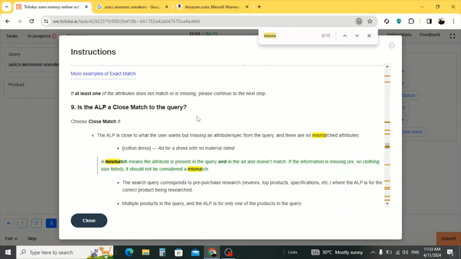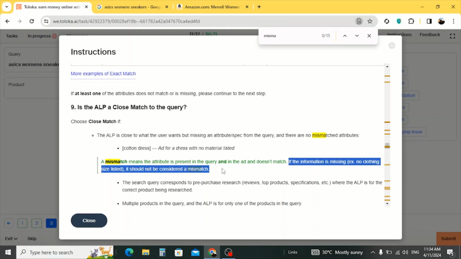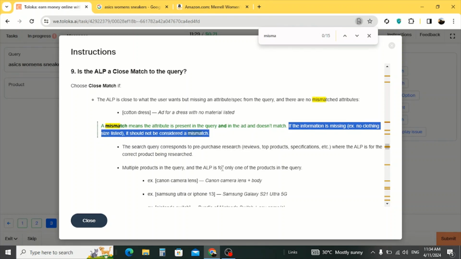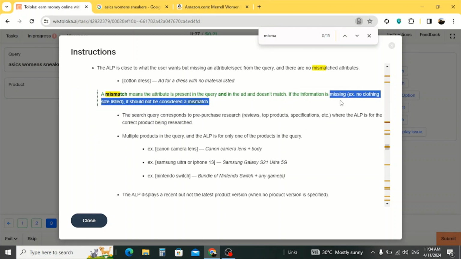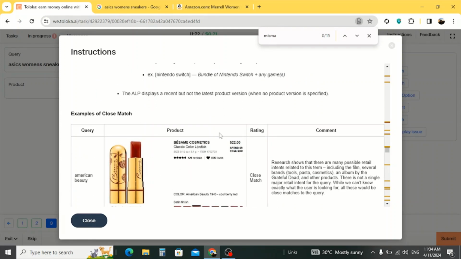Okay, the ad landing page is close to what the user wants, but missing an attribute. So missing is not a mismatch. Please remember this. Missing means an attribute is present in the query but not on the page, or you cannot find it. But mismatch is something else. A mismatch means the attribute is present in the query and in the ad, both present, but doesn't match. It means something is mismatched. So if the information is missing, it should not be considered a mismatch. So remember these things in your mind.